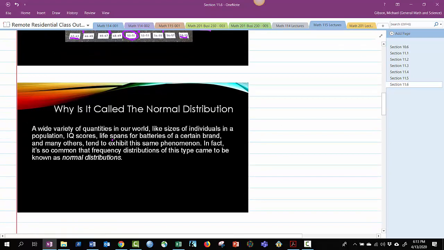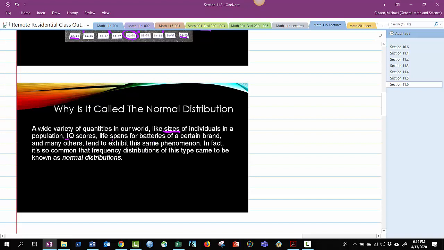Okay. It's called the normal distribution, by the way, mainly because it's just so common. It's easily the most common. There are all kinds of things that are distributed according to this pattern. Sizes of a wide variety of individuals, like in this one up here, we had sizes of seed pods, sizes of people, sizes of animals, sizes of all sorts of things in nature.